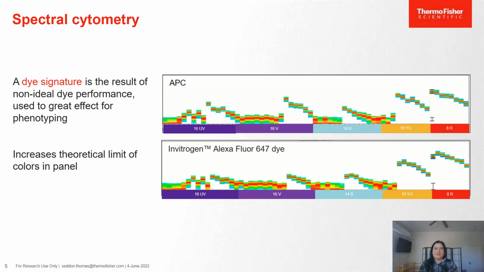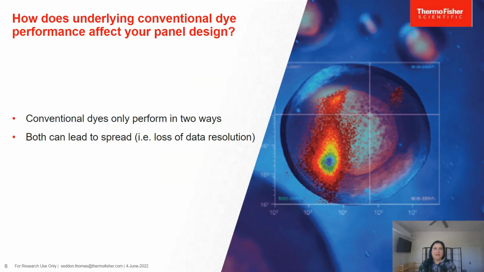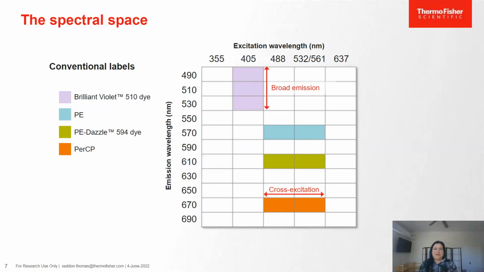And so, understanding that really helps you both in your panel design and increase the theoretical limit of the colors in the panel. And so one of the things we tried to think about on the dye side was, how does underlying conventional dye performance affect your panel design? And conventional dyes can only perform in two ways, and both can lead to spread or loss of data resolution. And so in this slide, you can see here we have something like Brilliant Violet 510, which is great in that it's not cross-excited, but this broad emission that takes up a large number of channels in the violet spectrum still can be somewhat problematic as you start to detect more and more dyes.